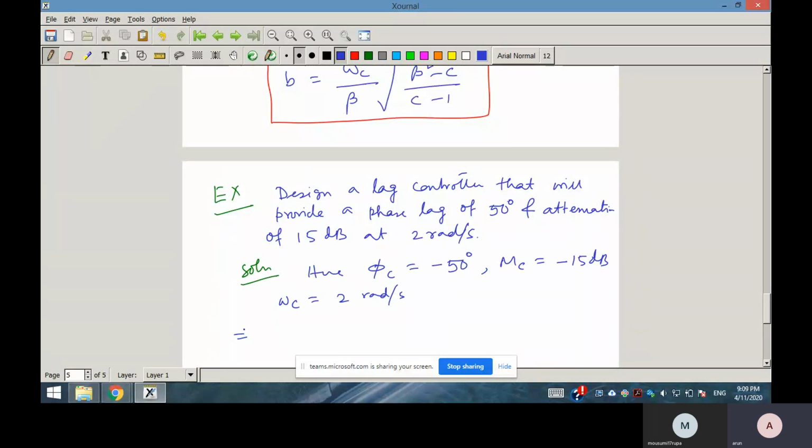So this will imply what is your Q? Q equal to again tan of phi c. So tan of phi c equal to minus tan 50 degrees. If you compute, it will be minus 1.192.